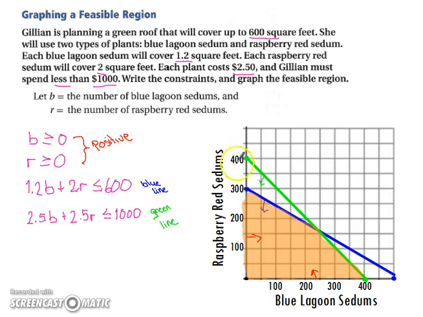And there's our graph. So because we can't plant negative amounts of plants, we have to be in quadrant 1. So we know we've got to be above the x-axis and to the right of the y-axis. And then the blue line goes from our intercept of 300 to 500, and our green goes from 400 to 400, and we shade below on both accounts, which leaves us with this orange shaded region.